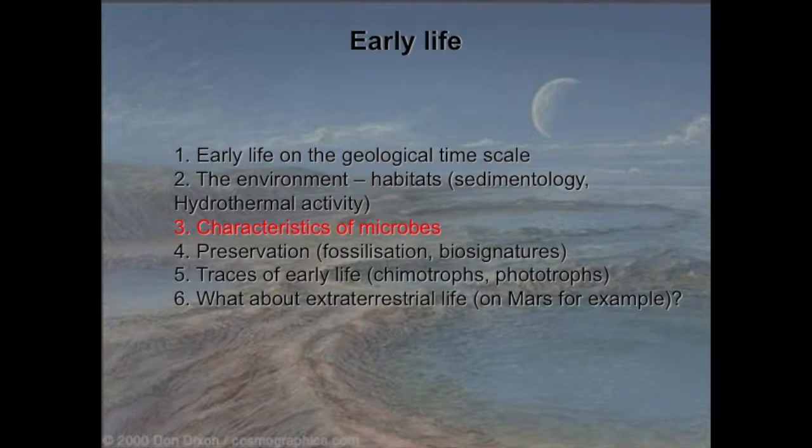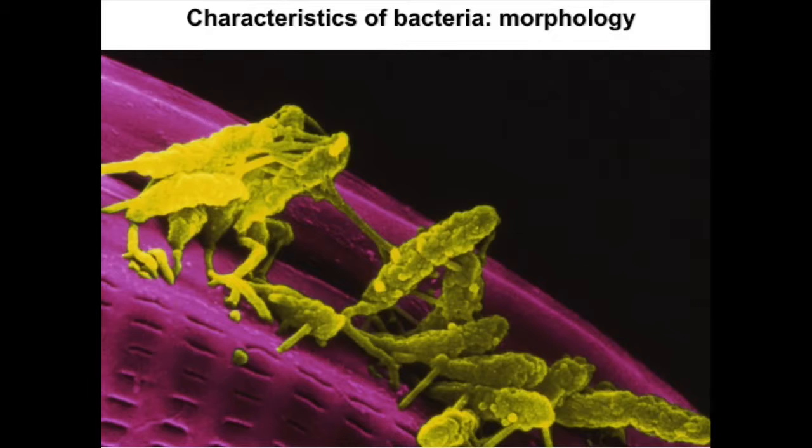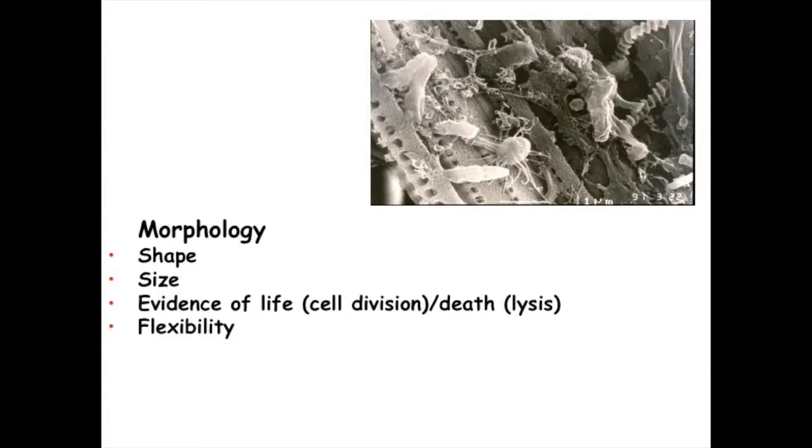So, one of the most obvious characteristics of a microbe is its morphology, its morphological characteristics. The morphological characteristics refer to the shape, the size, evidence of living processes like cell division, that's sort of the life process, and death, where a microbial cell, when it dies, there's an automatic production of an enzyme which breaks down the outer cell wall, and the internal contents escape.